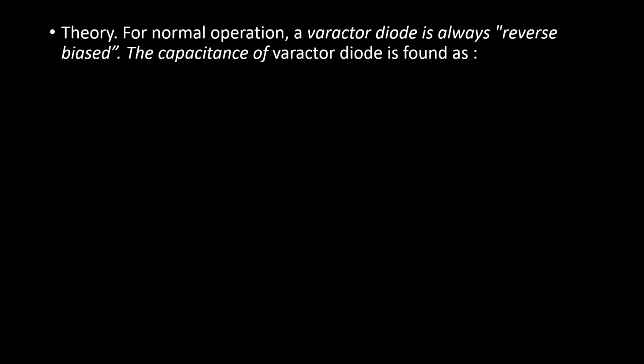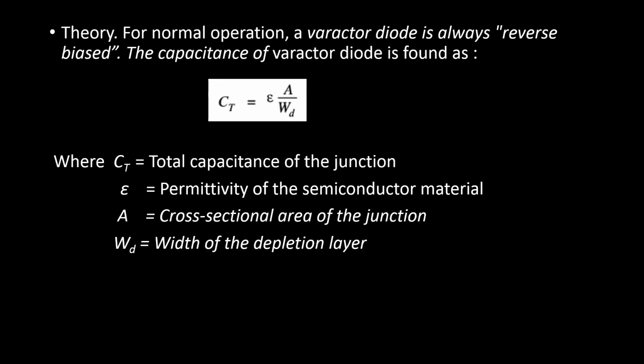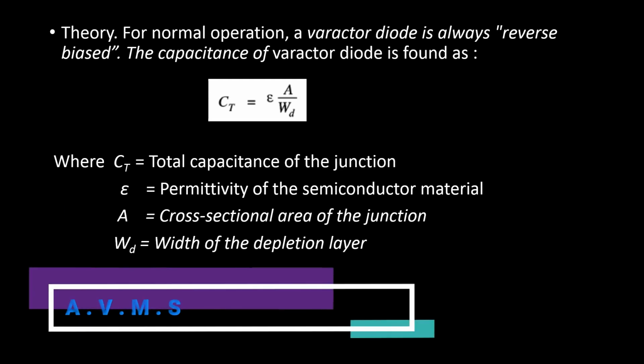The capacitance of a Varactor diode is found as follows, where CT equals the total capacitance of the junction, epsilon equals the permittivity of the semiconductor material, A equals the cross-sectional area of the junction, and WD equals the width of the depletion layer.